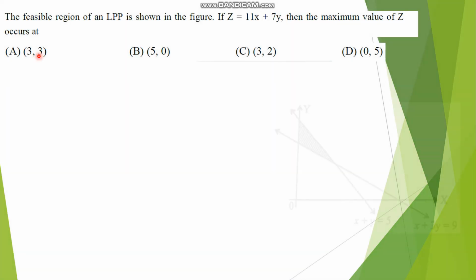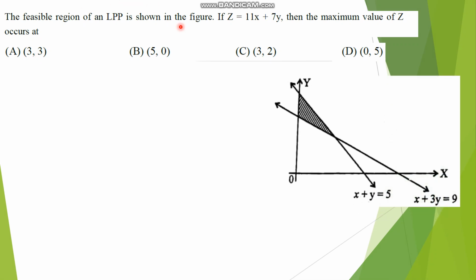The next question: the feasible region of an LPP is shown in the figure. If z is equal to 11x plus 7y, then the maximum value of z occurs at. Now look at this diagram. We need these three values, isn't it? So these three are the corner points.